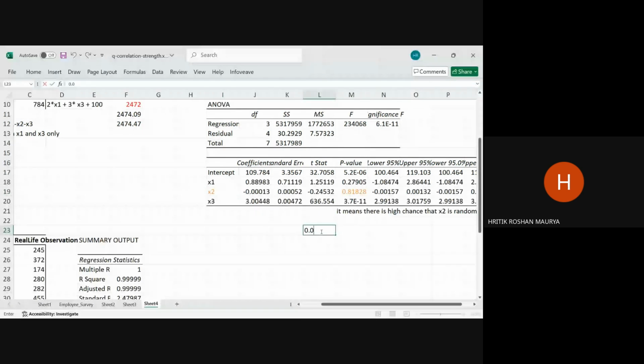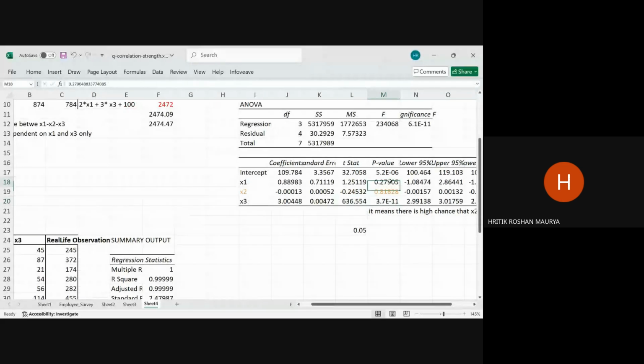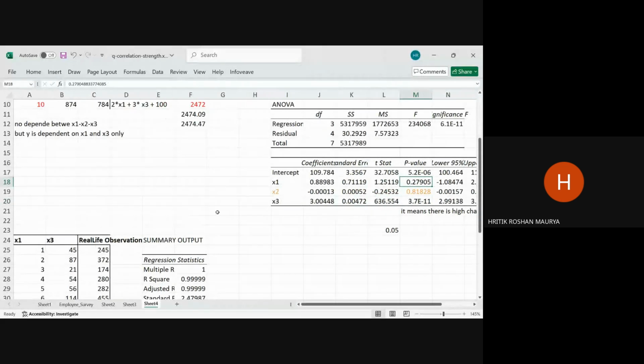0.05. If value is less than that, then that value is significant. Okay. So these two here it is saying that this value is too high. The x3 is more relevant. The randomness of x3 is very less. Why not x1? Why is x1 too bad?